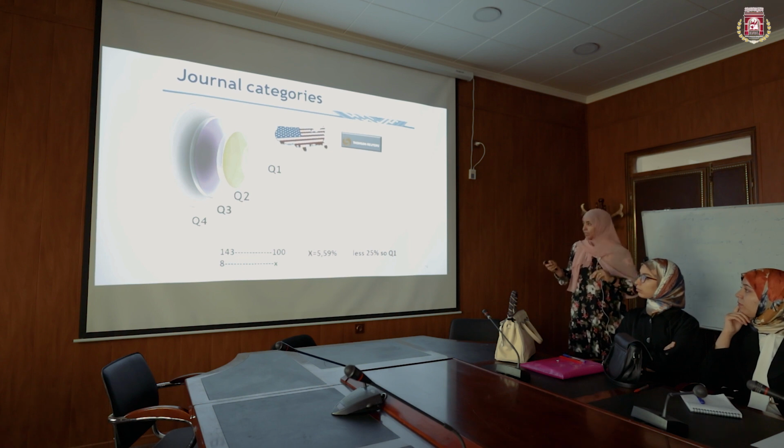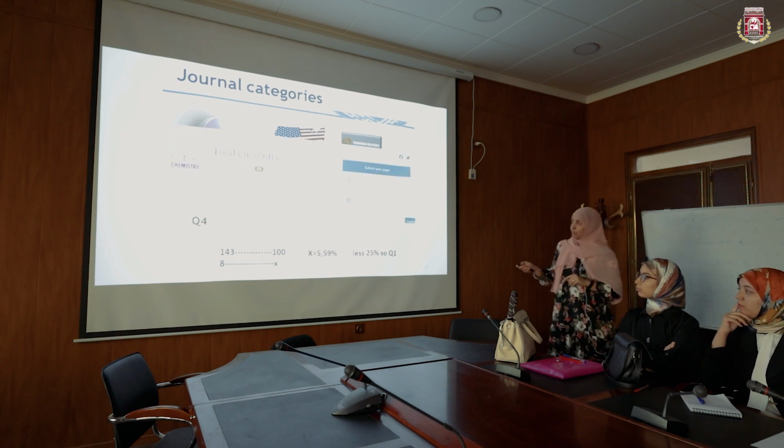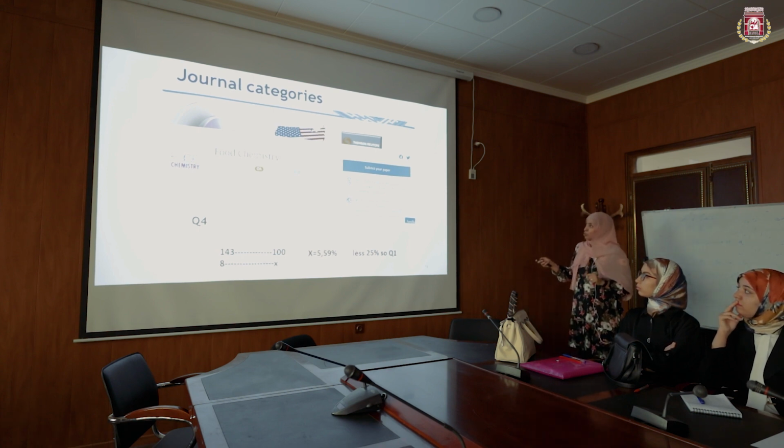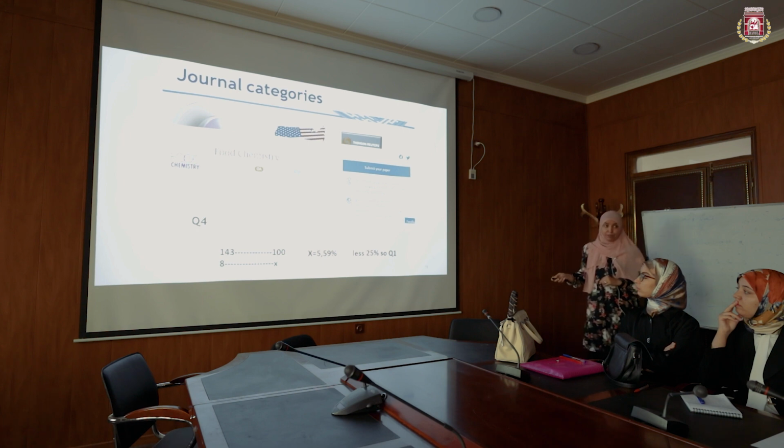We have something to calculate. So here, for example, Food Chemistry, a hybrid journal, open access and subscription. Look here, the impact factor of this journal is 9.23, ranking it 8 out of 143 in food science and technology. So this number 143 corresponds to 100%, and 8 is X. So the calculation gives 5.6%. This means less than 25%, so it's Q1.